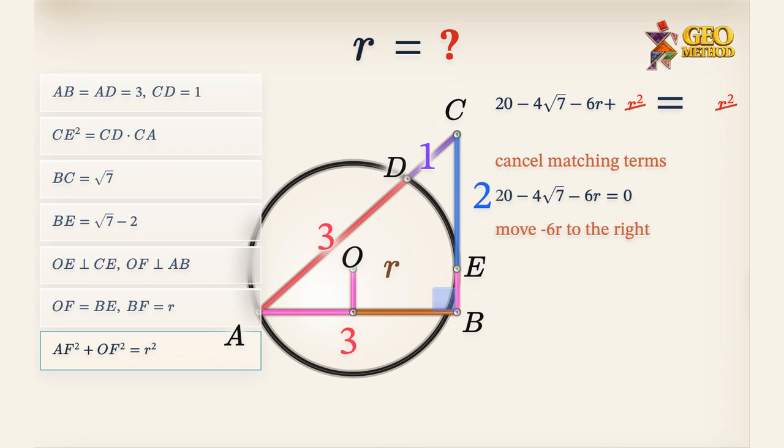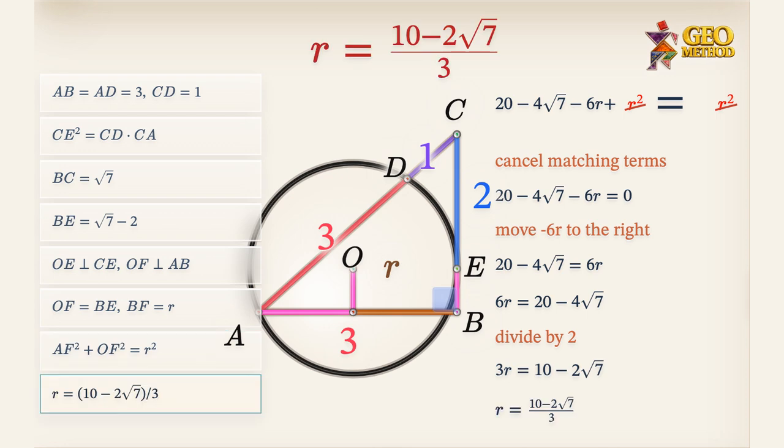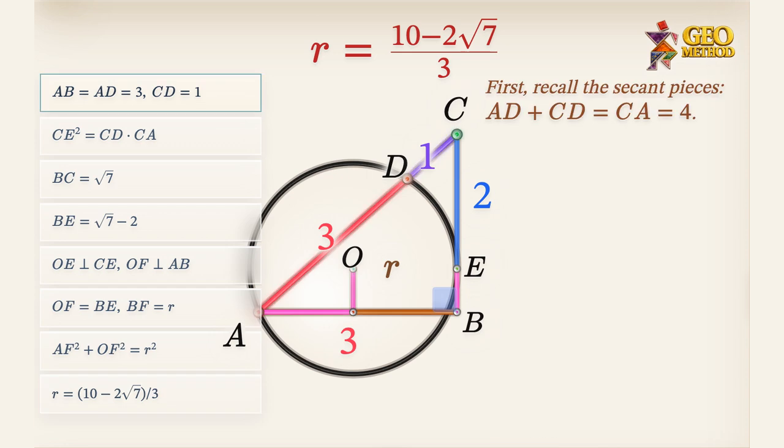Move the radius term to the other side. Now the equation reads 20 minus 4 root 7 equals 6 radius r. Rewrite it as 6 radius r equals 20 minus 4 root 7. Divide both sides by 2. That simplifies to 3 radius r equals 10 minus 2 root 7. Finally, divide by 3. The exact radius is 10 minus 2 root 7 over 3. As a quick check, that is about 1.57. We already have the answer.